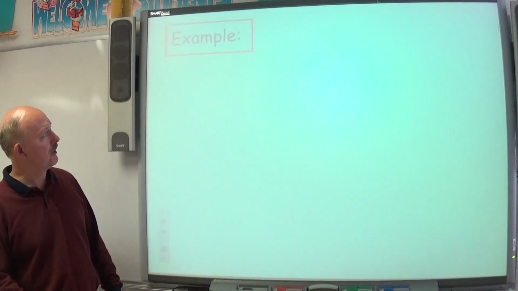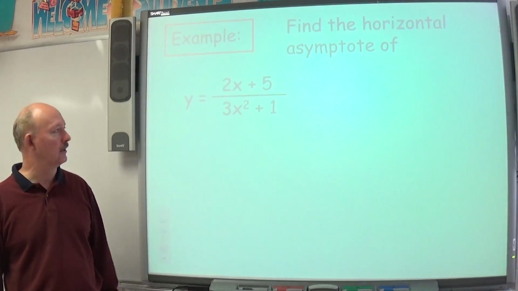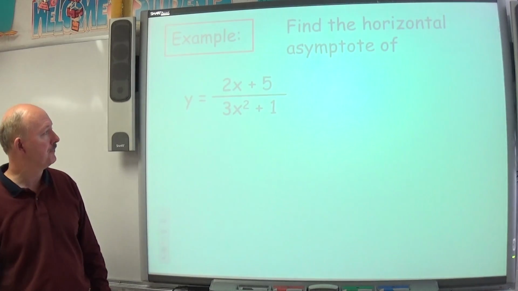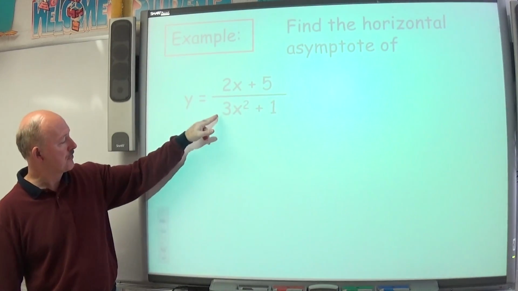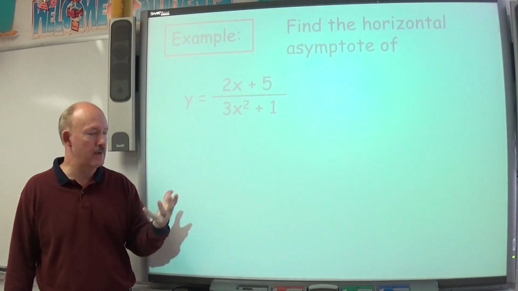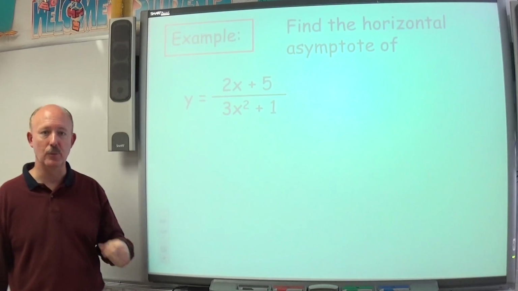Now let's do a little example here real quick. Take a look at this function: y equals (2x plus 5) over (3x squared plus 1). This time, the 3x squared has the highest power in your function. The numerator is degree 1, the denominator is degree 2.